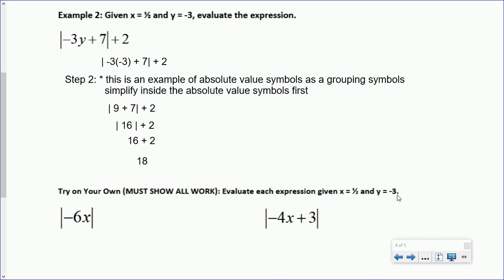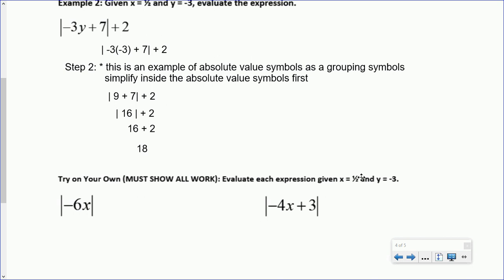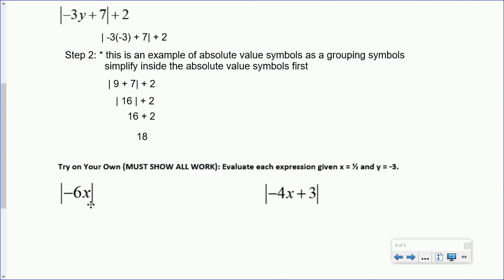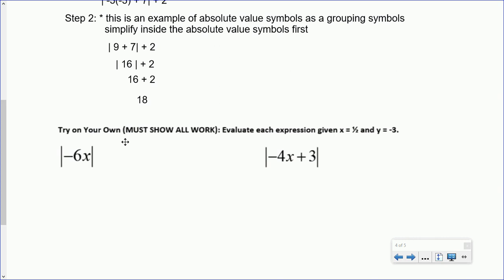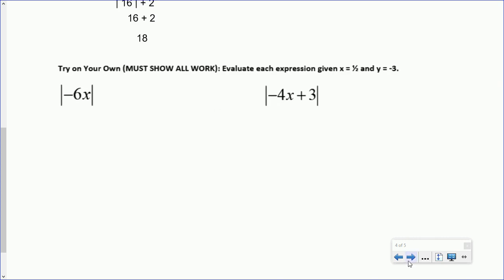Okay? You guys are trying these two on your own. There are x's in these two, no y's. Okay? But it's okay, because even though x is a fraction, it'll go away. I made it very nice for you. So go ahead and give those two a try. When you are done, go ahead and replay the video.